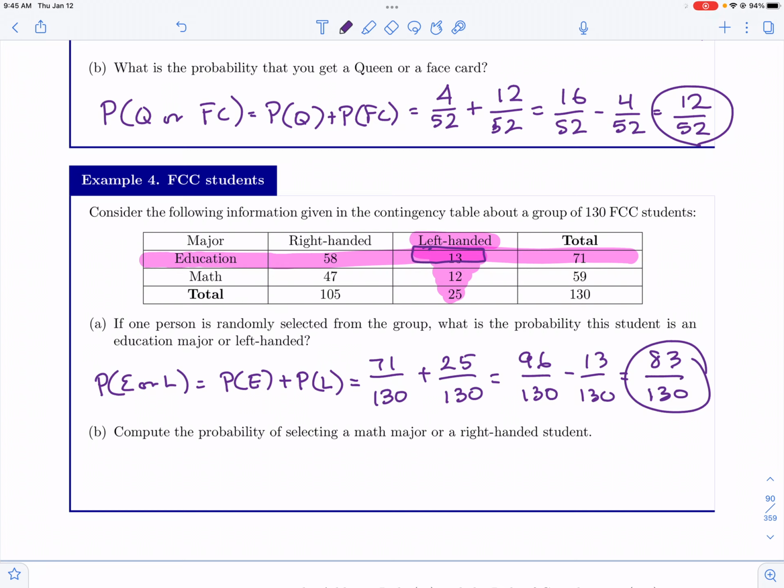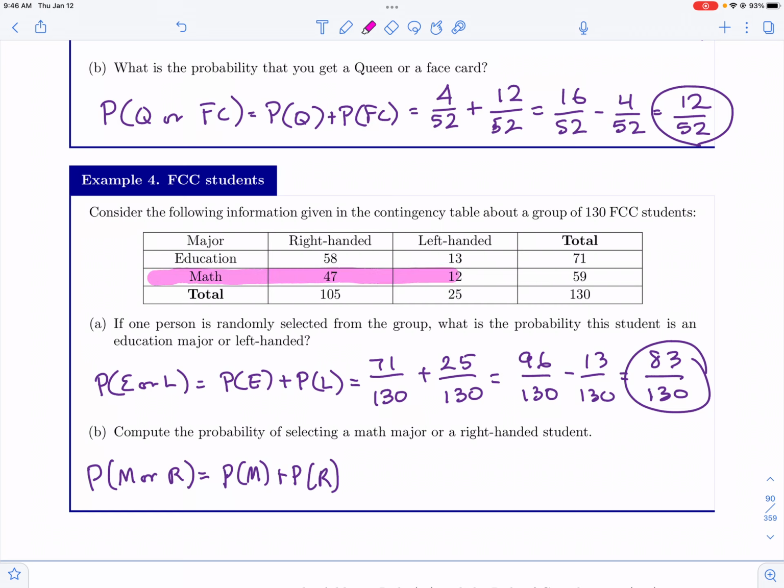All right, so let's look at the next one here. I'm going to erase this so we can do the same thing above. What's the probability of selecting a math major or a right-handed student? So we're looking at math or right-handed. Again, just start off like we don't know or care whether there's overlap just yet. The probability of a math major is going to be this row, and we can see we have 59 math majors total out of 130.